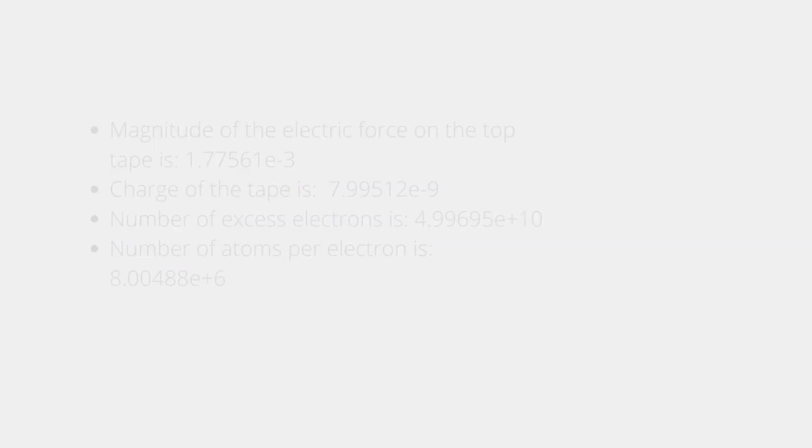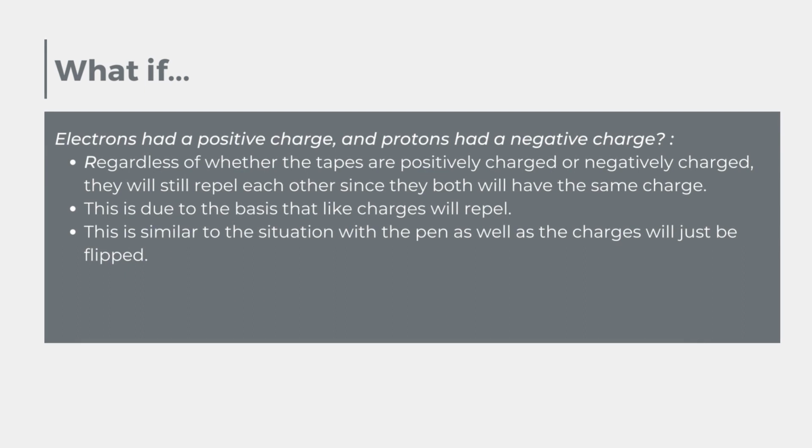So, for our reflection questions, what if electrons had a positive charge and protons had a negative charge? What would change? What would change about the observations you made with your tapes and other charged objects? So, regardless of whether the tapes are positively charged or negatively charged, they will still repel each other since they both will have the same charge. This is due to the basis that like charges will repel. This is similar to the situation with the pen, as well, since the charges will just be flipped.